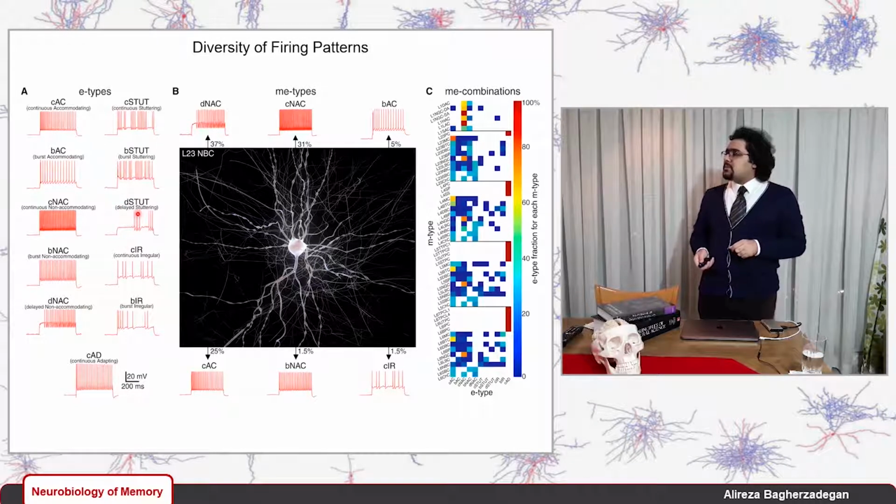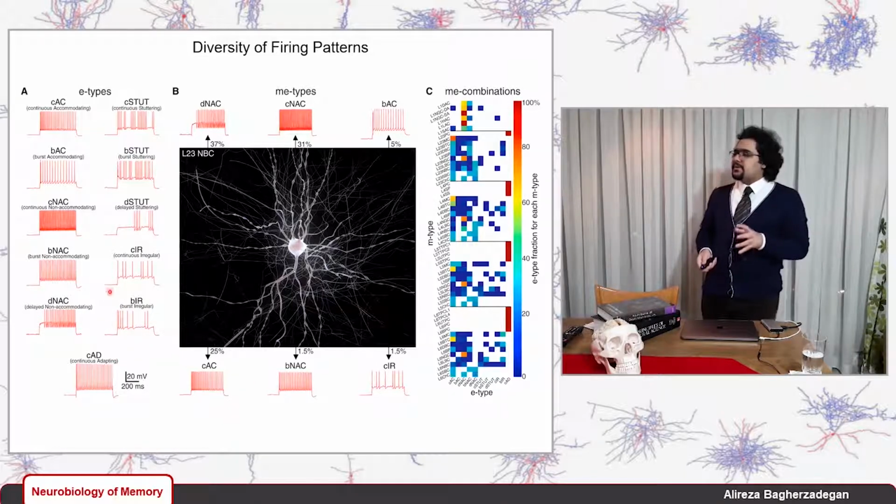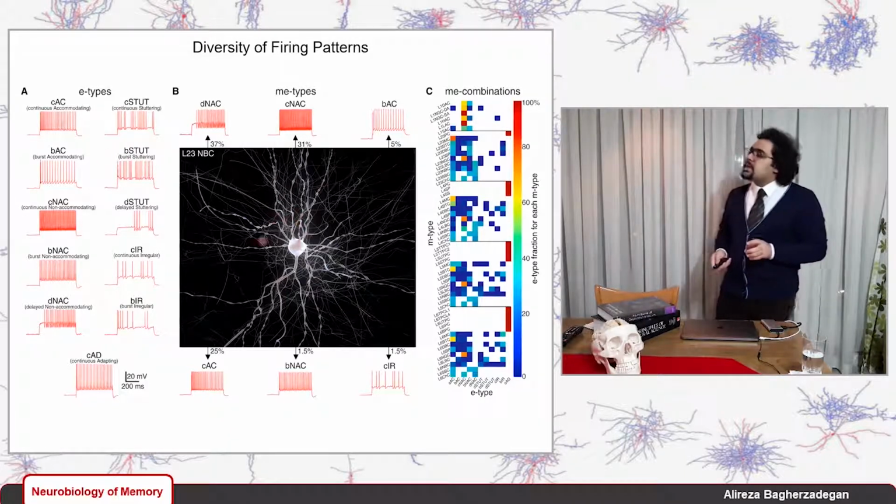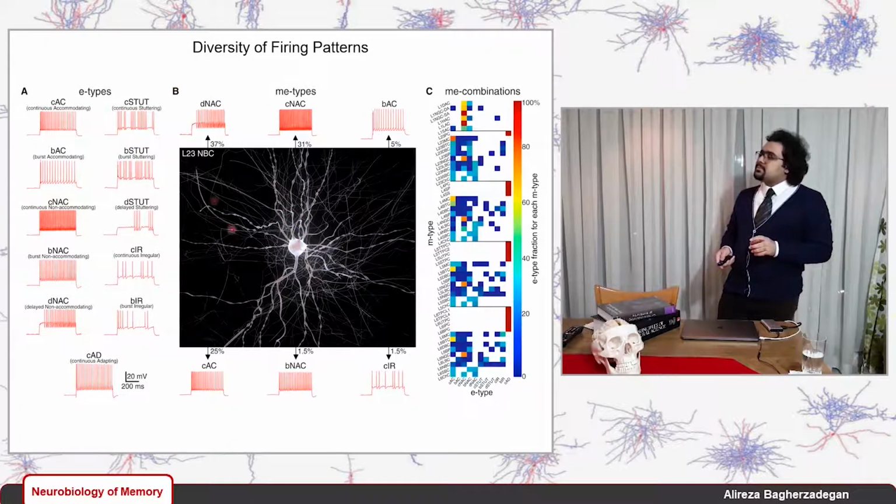And there are stuttering ones, irregular ones, and burst irregular: first we have a burst and then an irregular firing pattern. And different firing patterns, but that is not important here. What's important is part B of this figure.